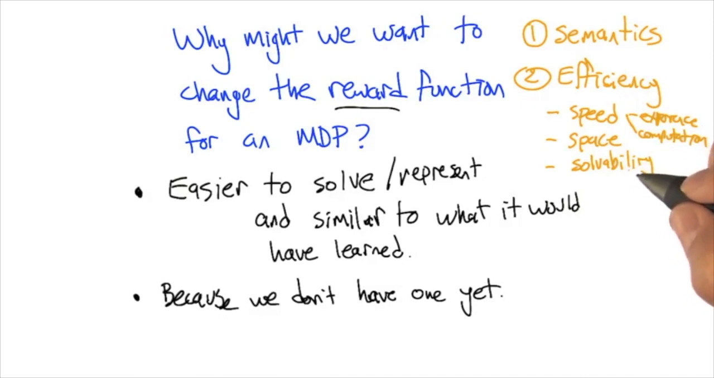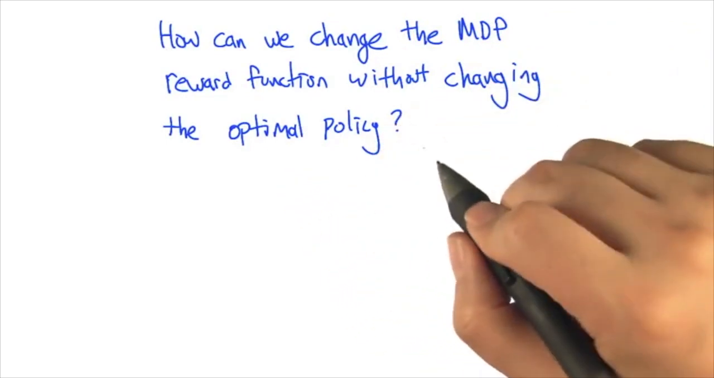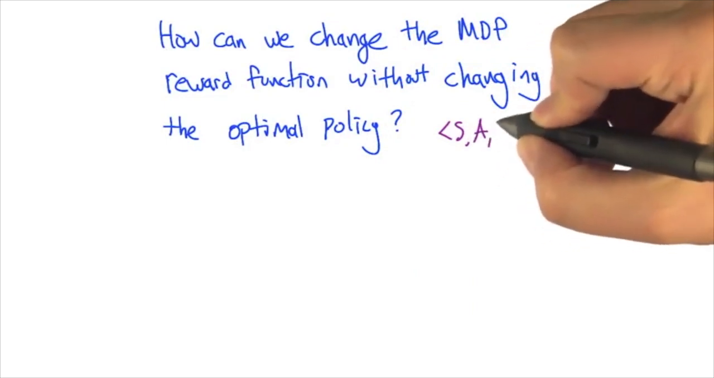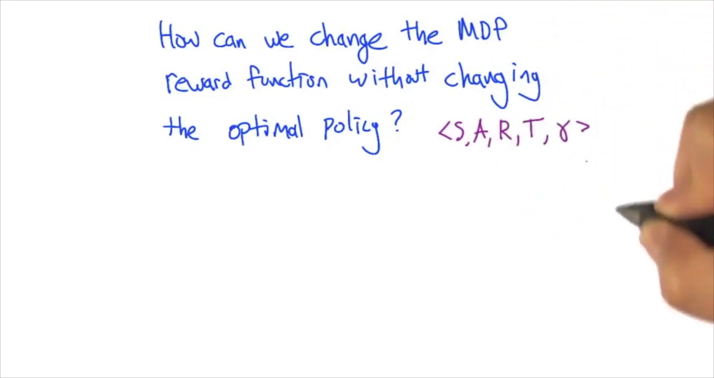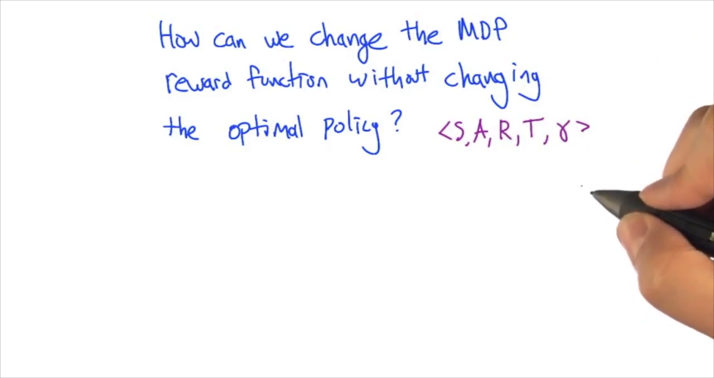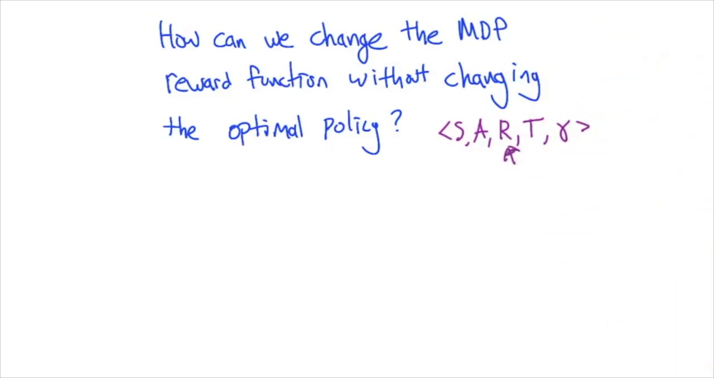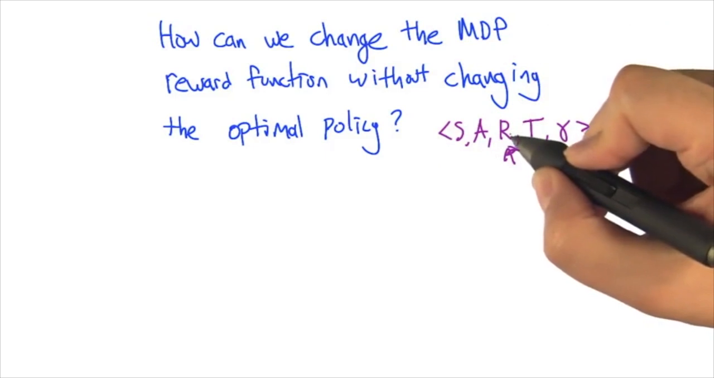So good. All right. So let's think about some ways that we can actually change the reward function without changing what it is optimizing. So how can we change the MDP reward function without changing the optimal policy? So in an MDP, we usually define it with the states, the actions, the rewards, the transitions, and our friend gamma. What we're going to mess with here is the R, but we're going to leave everything else the same. So what are some ways that we might be able to change the reward function that actually wouldn't change what the agent would want to do to maximize the reward function?